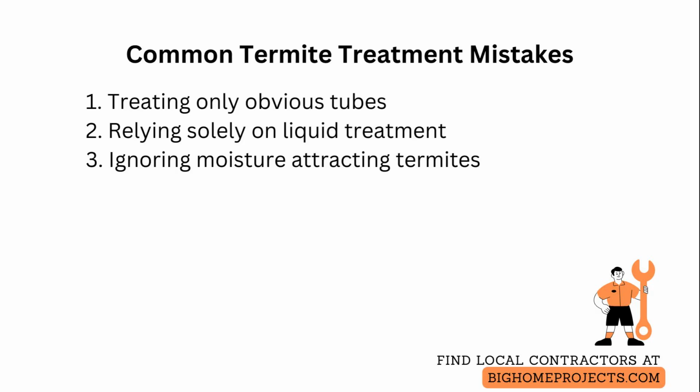reroute. The fix is to expand the treated perimeter and treat probable diversion paths. Another issue is relying solely on liquid treatment when foragers bypass treated soil. Adding bait stations in the diversion corridors and monitoring them monthly addresses that gap. A third problem is ignoring moisture that draws termites to a structure. Locate leaks, correct drainage, and replace wet wood so the habitat becomes less favorable and treatment remains effective.